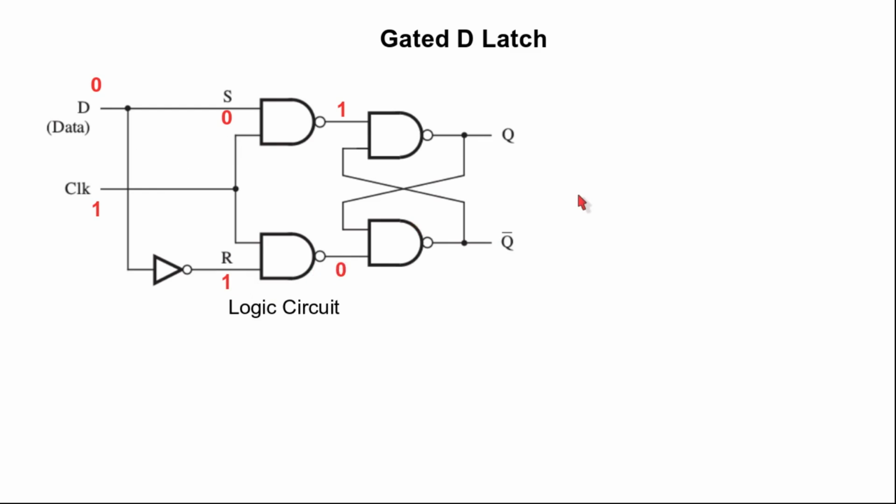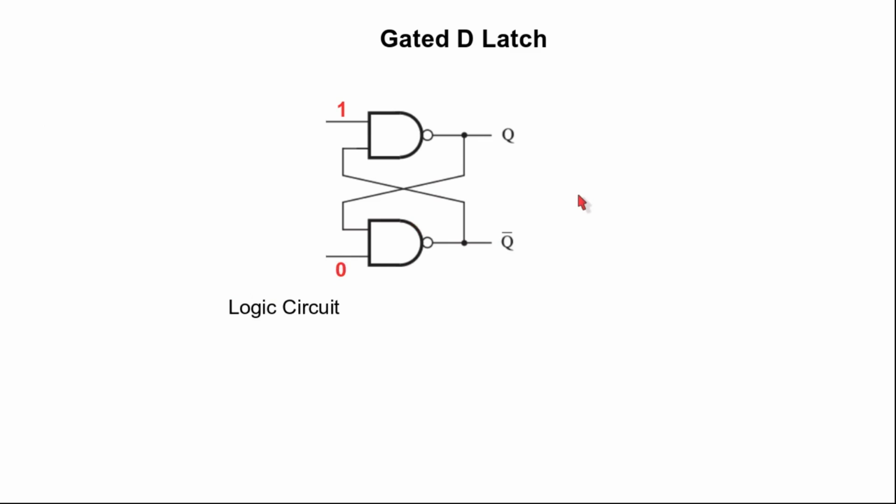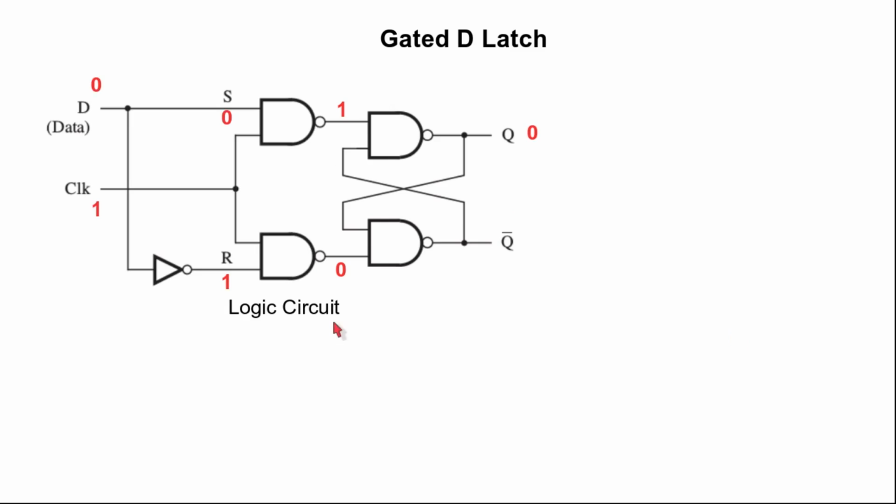So now we have a situation where the S input is equal to 1 and R input is equal to 0 in a basic SR latch using NAND gate. And we know that when R is equal to 0 and S equal to 1, the latch will go to the reset state, which means Q will be equal to 0. So what do we see? When clock is 1 and D is 0, your Q output will be equal to 0.